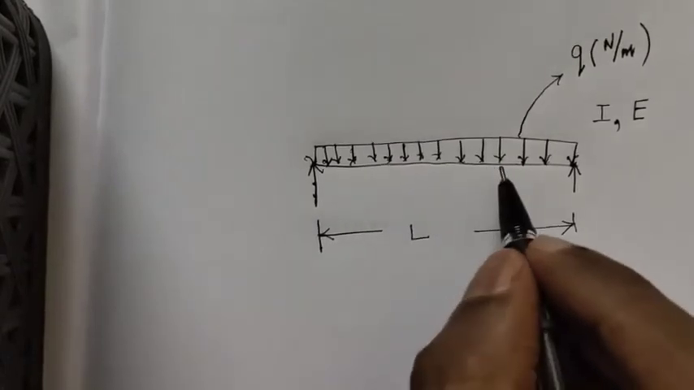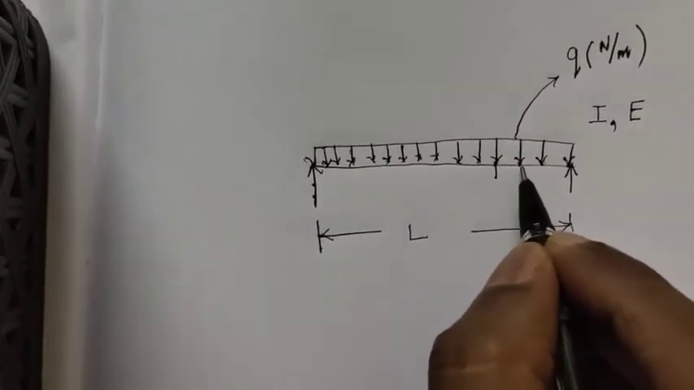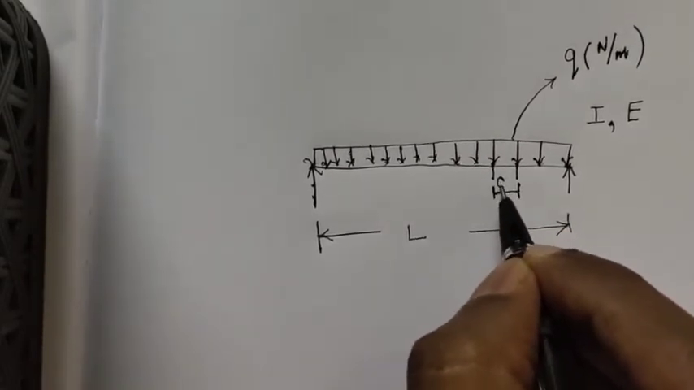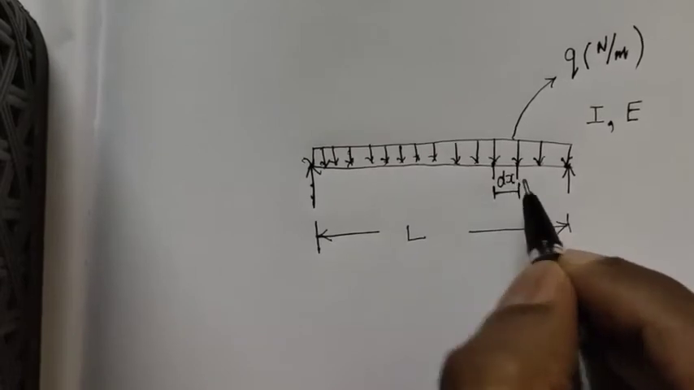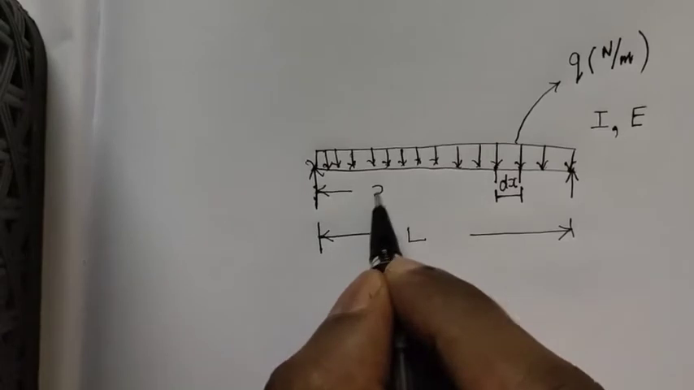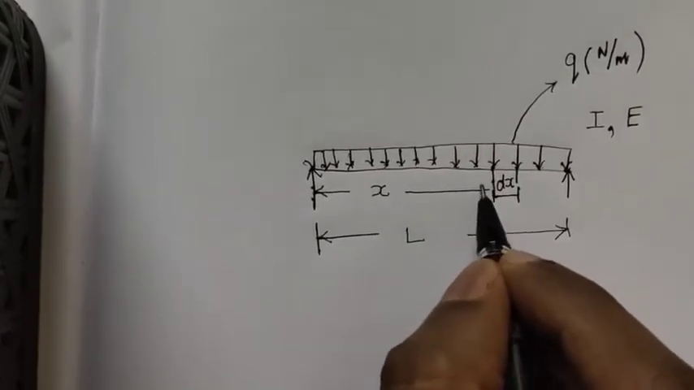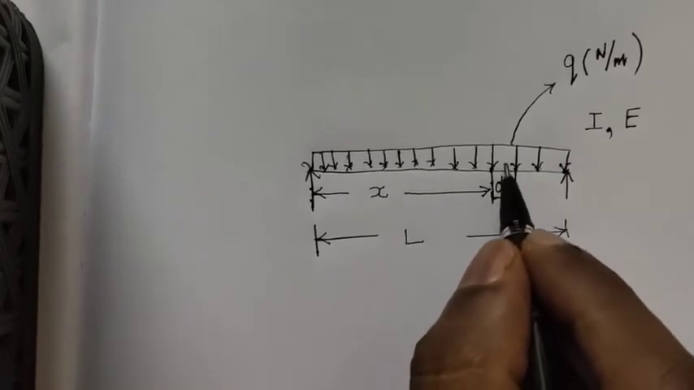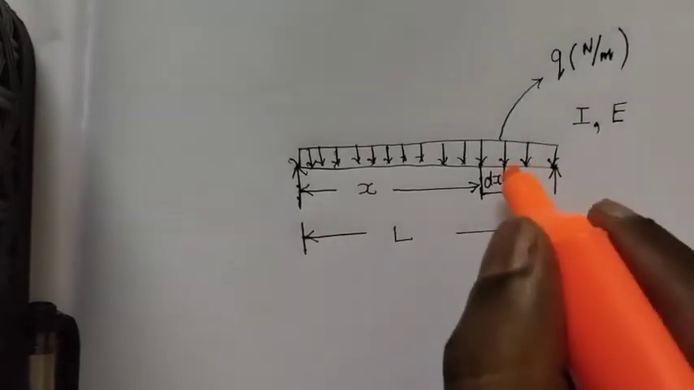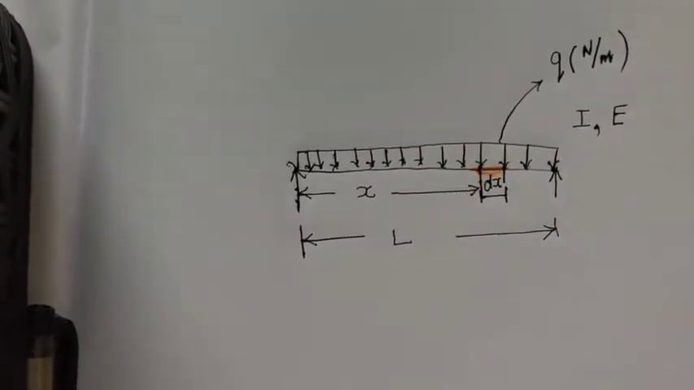Now, I'm going to localize my attention on this small portion of this beam. Let us say that the length of this small portion is dx. And I have considered the small portion at a distance of x from the left-hand side. So this is the small portion that is under investigation.